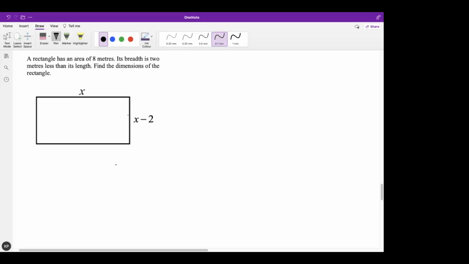So how do we work out the area of a rectangle? Thank you, Sayani. So area is length times breadth. Now, what do we do with this equation here?